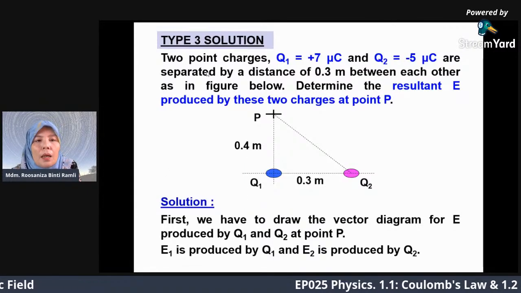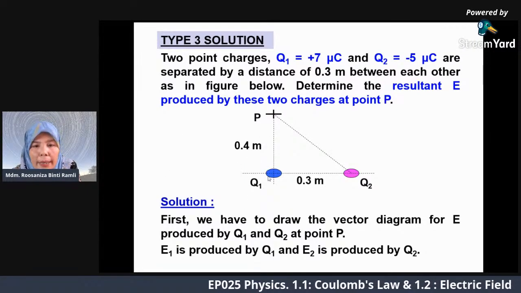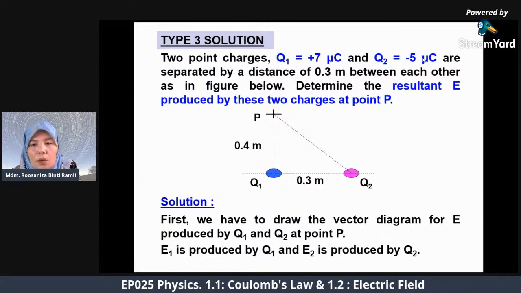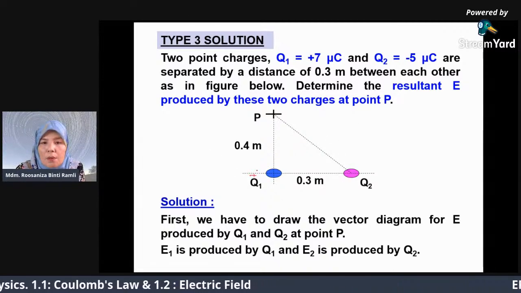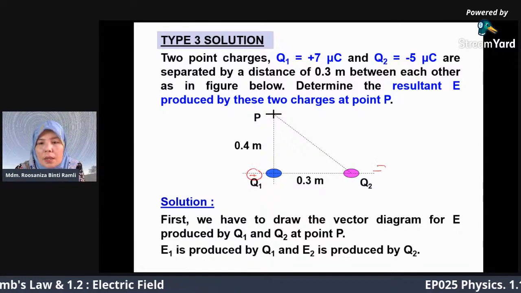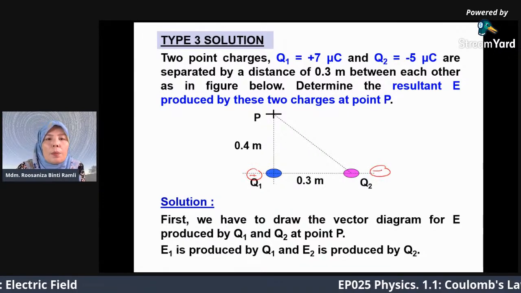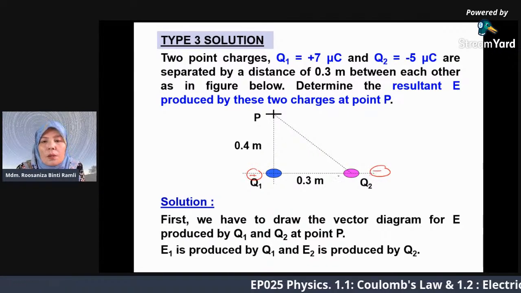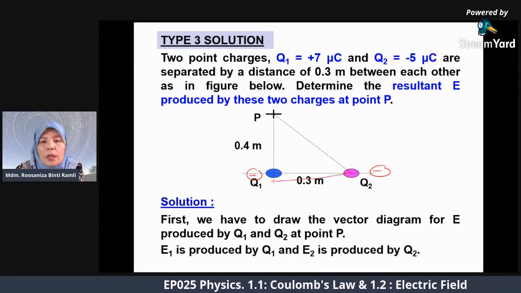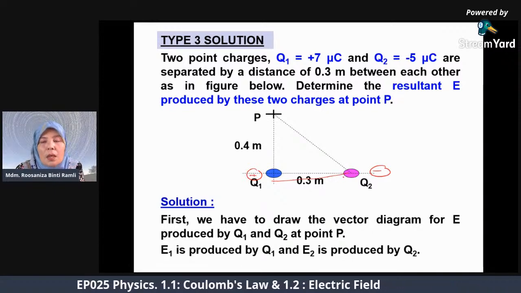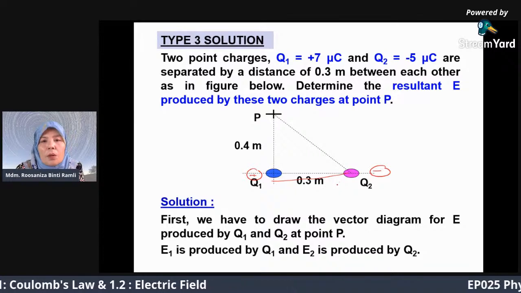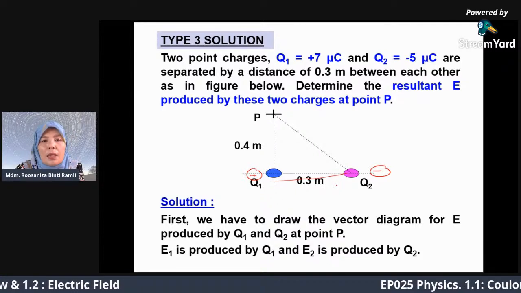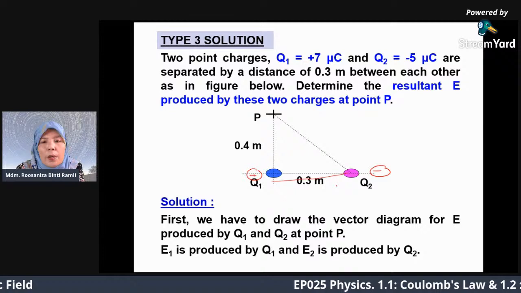Two point charges, Q1 positive and Q2 negative, are separated by a distance of 0.3 meter, as shown in the figure below. So the distance between Q1 and Q2 is 0.3 meter. Determine the resultant E produced by these two charges at point P.